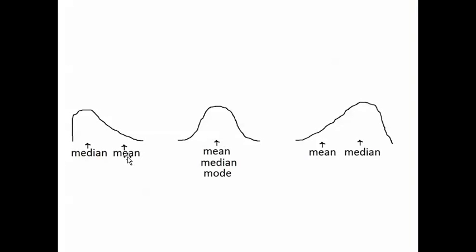So you can think of it as the mean being pulled toward the direction of the skewness. When it's skewed to the right, like this, the mean is pulled toward the right end. When it's skewed to the left, the mean is pulled out toward the left end.